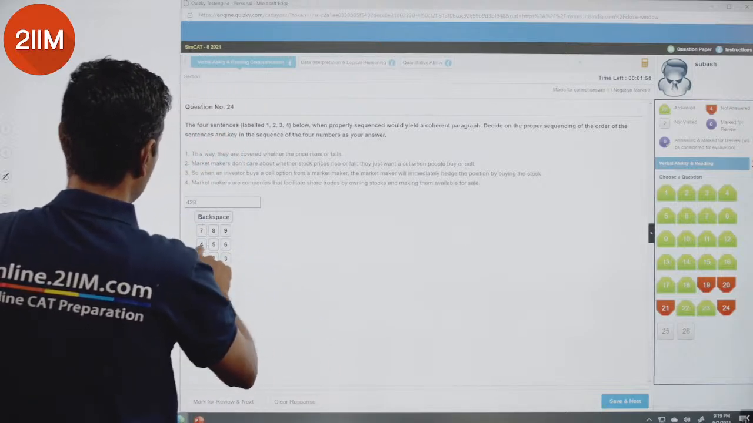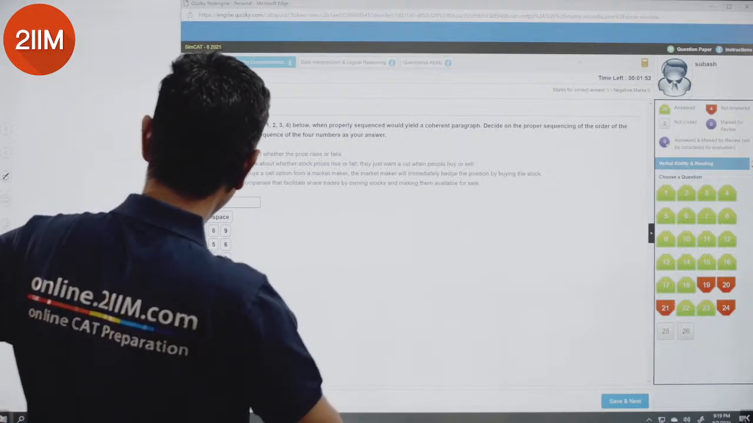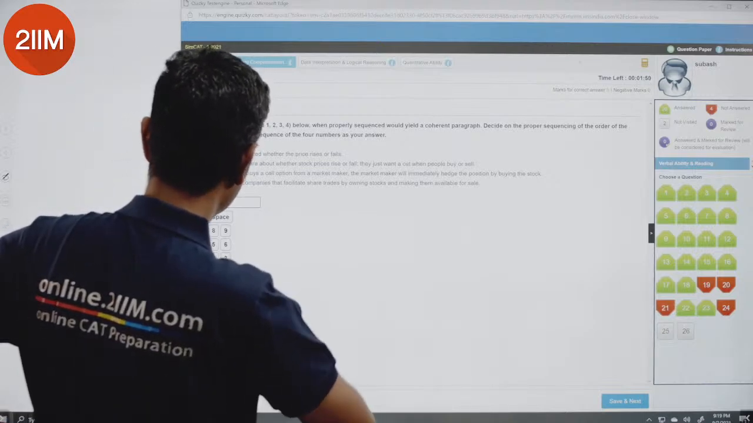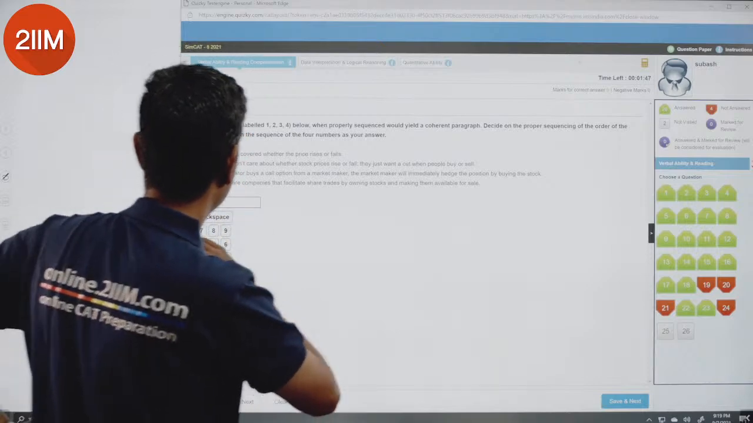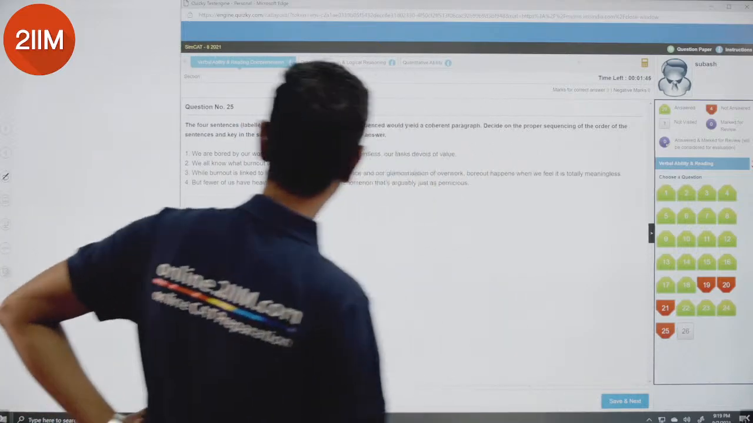2, 3, 1. Market maker definition, they don't care about, so when an investor buys, they're covered when the price falls. Lovely. I'm happy with this.